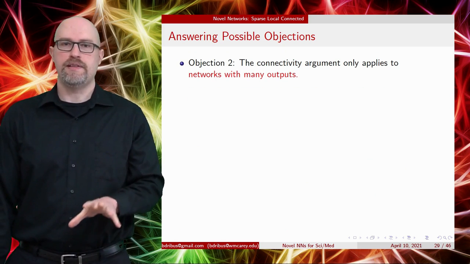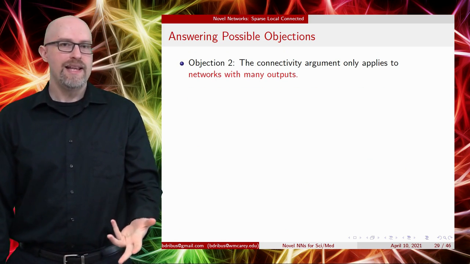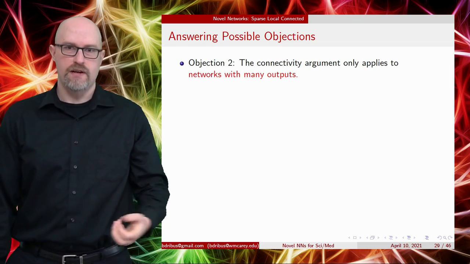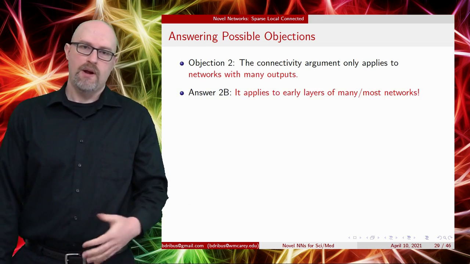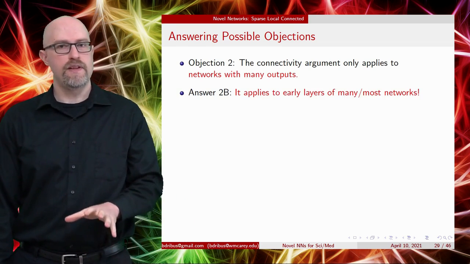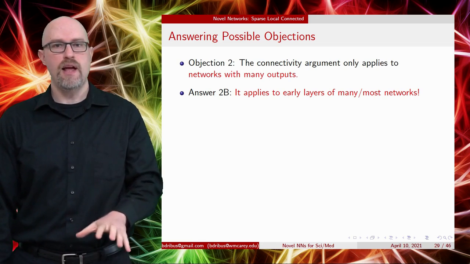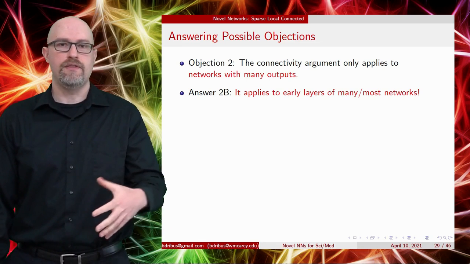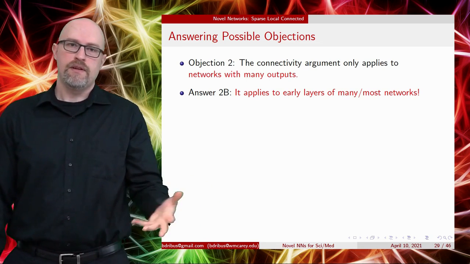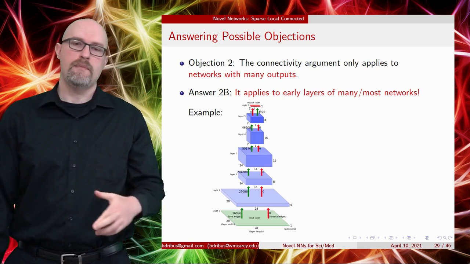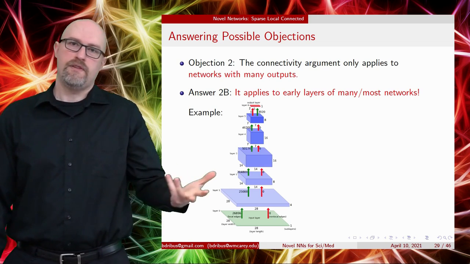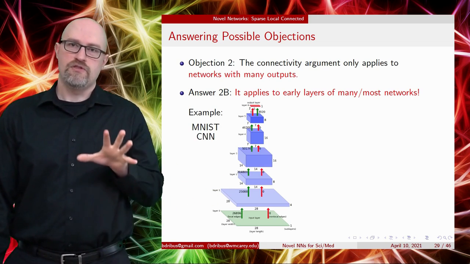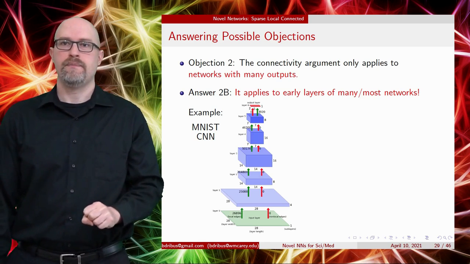A second response to this objection is that we might need better connectivity in just a portion of a network. Many, perhaps even most, networks have roughly uniform sizes in their first few layers, and we might need information to percolate more rapidly through these early layers. For example, here's a schematic diagram of a simple CNN, convolutional neural network, for recognition of handwritten digits.